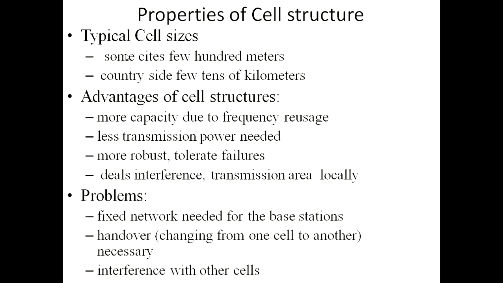How about the cell size? In some cities it is a few hundred meters, but country-wise it is a few tens of kilometers. Why do we partition the radio coverage into cells? In order to achieve more capacity because of frequency reuse and less transmission power, and it deals with interference and transmission locally. These are the problems now faced by the cellular network in wireless communication.